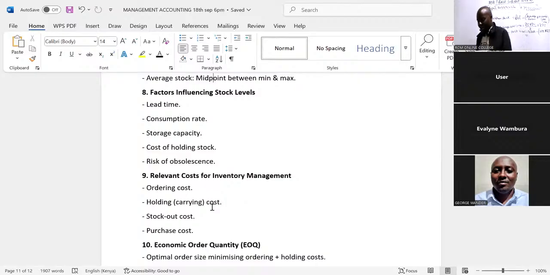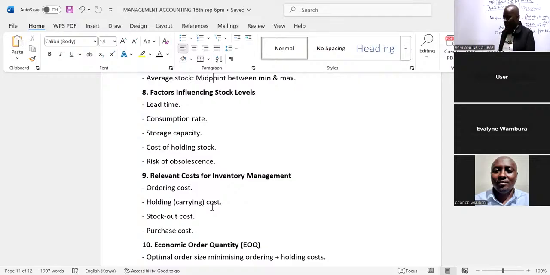So number one will be the lead time. Then we have the rate at which you are consuming. If you are a heavy consumer, then you need big stocks, yes. Storage capacity. You can't tell me you want to bring a million marker pens like at RCM. Where will you store them? So storage capacity. Cost of holding stock, here we're going to see what holding cost is. That is also very, very relevant. It can be very expensive for you to hold stocks. And then we have the risk of stock becoming obsolete. If that risk is very high, then I would rather keep minimal stock, and maybe I risk running out of stocks. Now, ladies and gentlemen, the second last thing there is regarding relevant costs for inventory management.